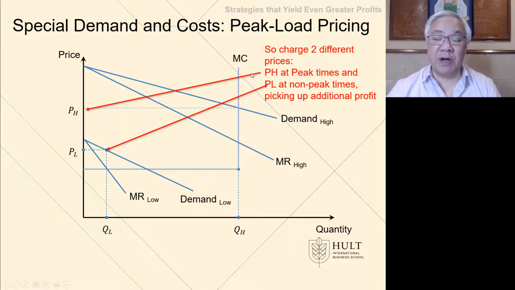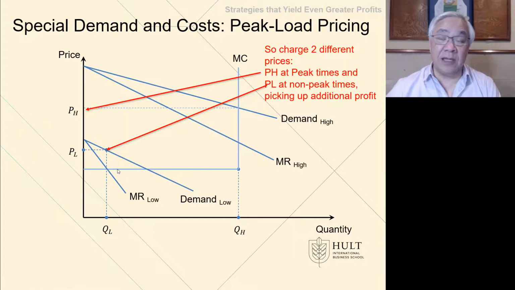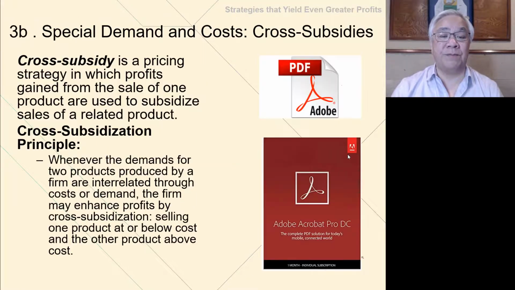We would get whatever profit at the peak price anyway, but now we're picking up the extra that is willing to pay the lower price during the non-peak period. So this is a way to maximize your revenues if you can differentiate between peak and non-peak use of your product, in this case, a toll road.